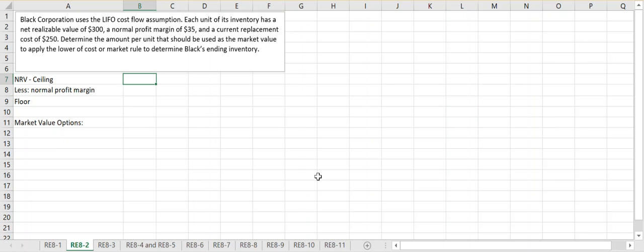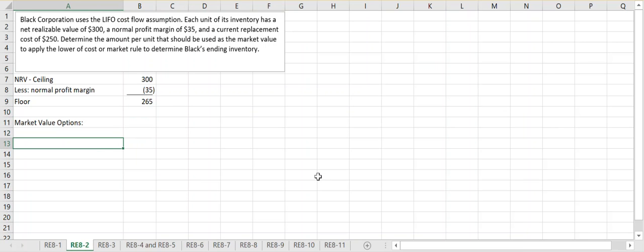So they give us our ceiling, our net realizable value of $300, and we know that to calculate net realizable value, that would be our selling price minus any cost of completion. To get to our floor, we take our ceiling and we subtract away any normal profit margin to get to the floor value. And again, we know that when we're trying to apply the LIFO method, the first thing we have to do is determine which value out of our three options we are going to use as our market value.